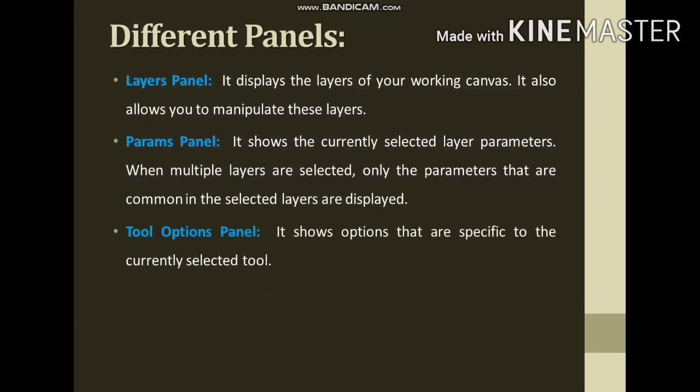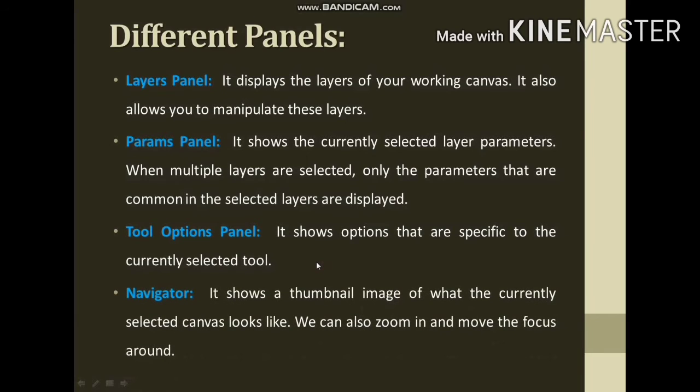Next is the tool options panel. It shows the options that are specific to the currently selected tool. And navigator, it shows the thumbnail of the image of what the currently selected canvas looks like. We can also zoom in and move the focus around. Let us see all these panels in our interface.